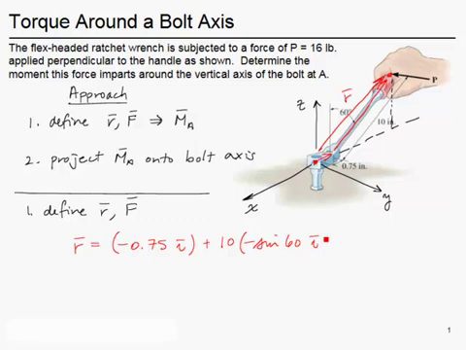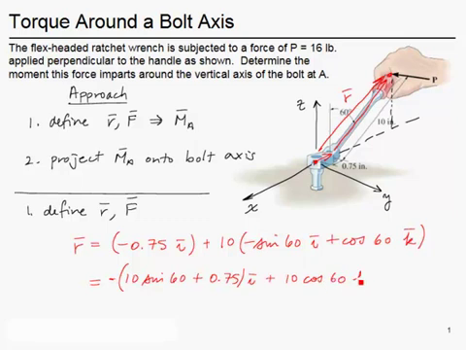And then the second part is going to be in the positive k direction. It's going to be the cosine of 60 degrees. Okay? And so when we add that all together, we end up with negative (10 times the sine of 60 plus 0.75) in the i direction, plus 10 times the cosine of 60 in the k direction, and that all has units of inches.